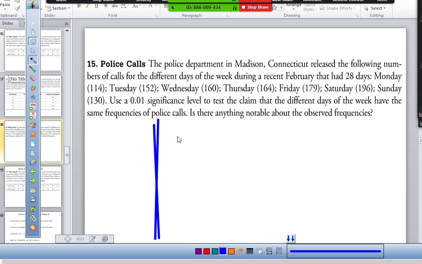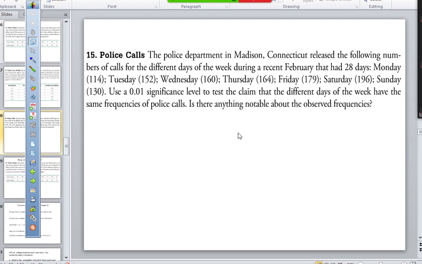And then ANOVA, I'd have to have 3 separate lists. So I'd have to have 3 or more lists of data. I don't have 3 or more lists. I only have, as far as I can tell, 1 list.